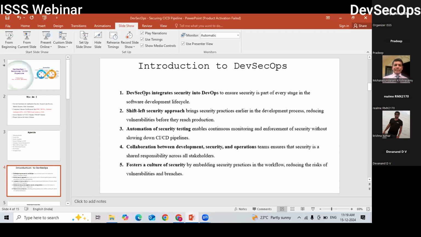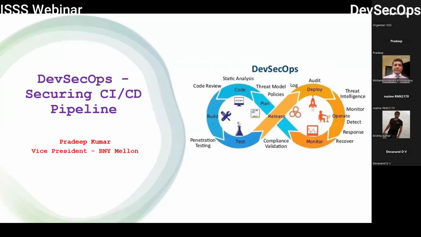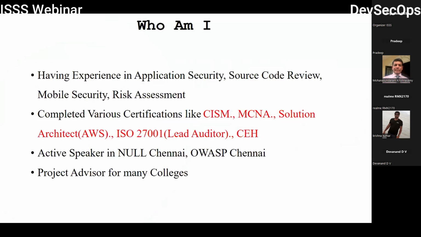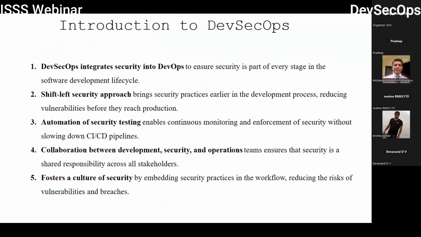So these are the various pointers which I was saying. Let me make it a slideshow. Shift left security approach. And the third point is automation of security testing. In the CI/CD pipelines, we try to pull in all the tools. Maybe in the next slides, I will tell you what tools we are going to use in the automation of security testing, either to identify the vulnerabilities at the source code level or at the dynamic level based on the request and the response.